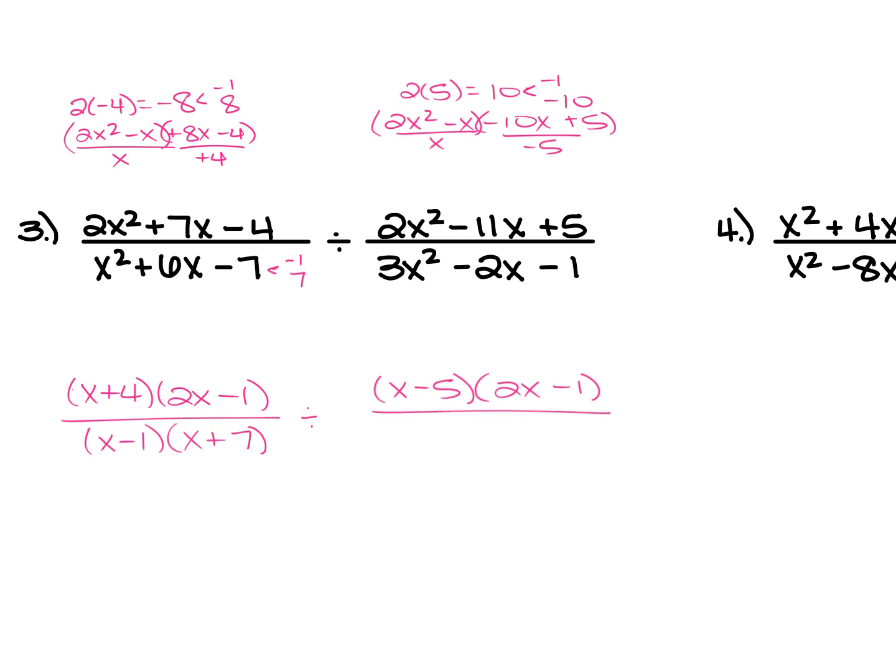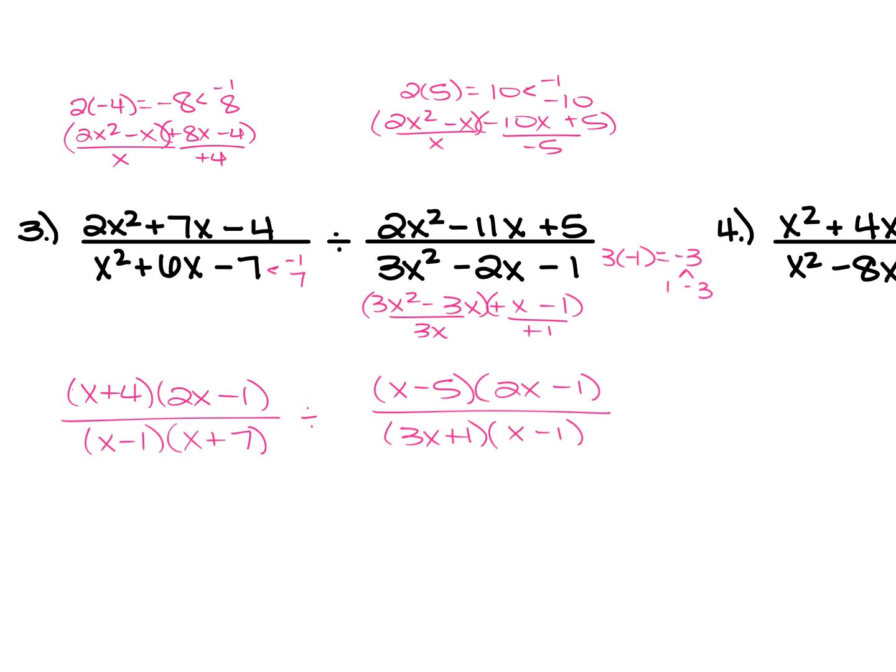Bottom of that second fraction, multiply your 3 times negative 1. That gives you negative 3. Factors of negative 3 that add up to be negative 2 are 1 and negative 3. So you can write that as 3x squared minus 3x plus x minus 1. Group them. Factor out a 3x. Factor out a positive 1. That gives you 3x plus 1 times x minus 1.